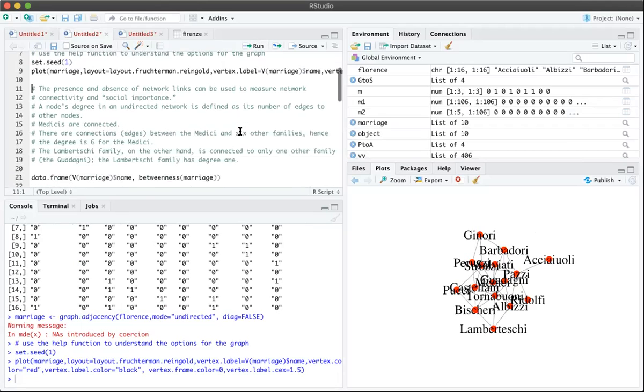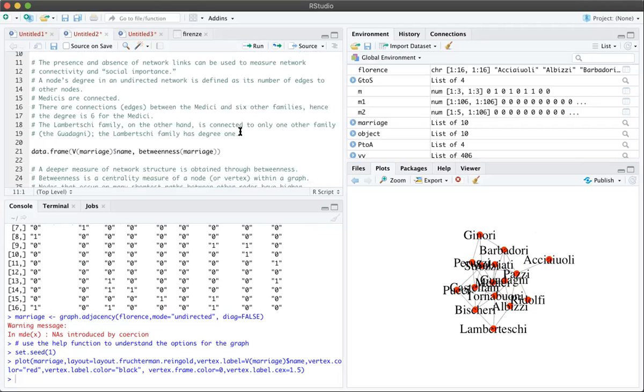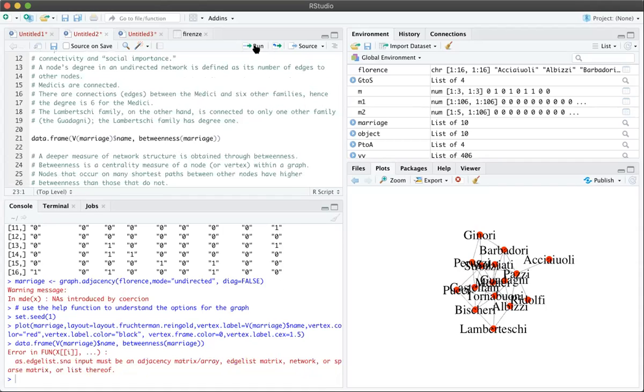The presence and absence of network links can be used to measure network connectivity and social importance. A node's degree in an undirected network is defined as its number of edges to other nodes. There are connections or edges between the Medici and 6 other families, hence the degree is 6 for the Medici. The Lamberti family, on the other hand, is connected to only one other family, the Guadagni. The Lamberti family has degree 1. So you set the data frame.